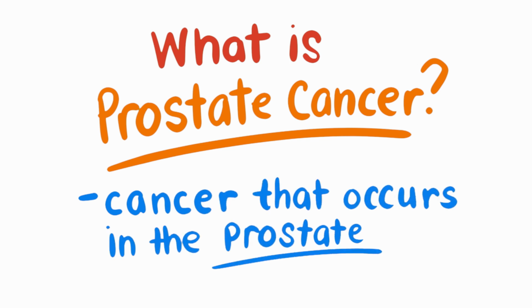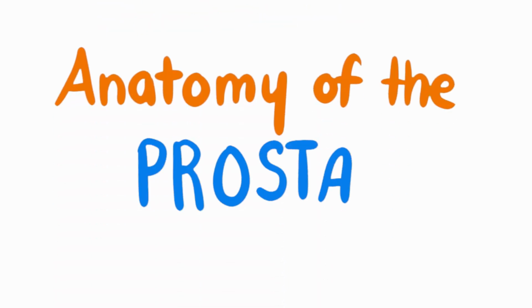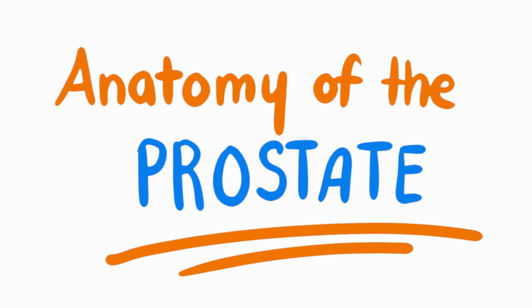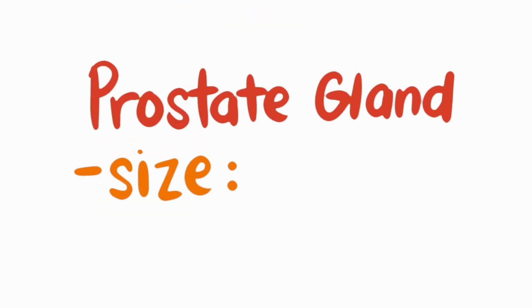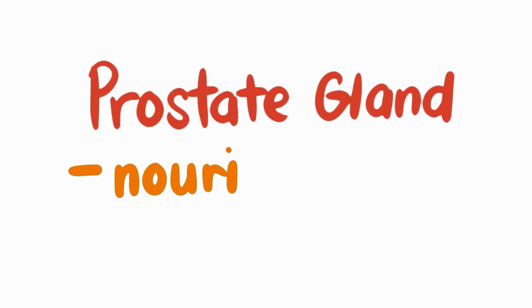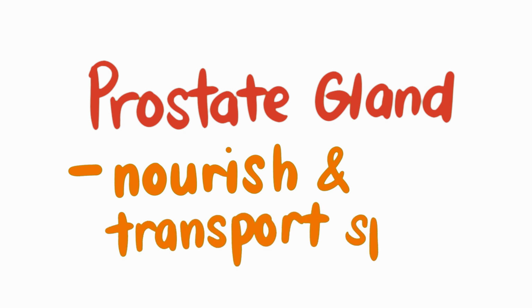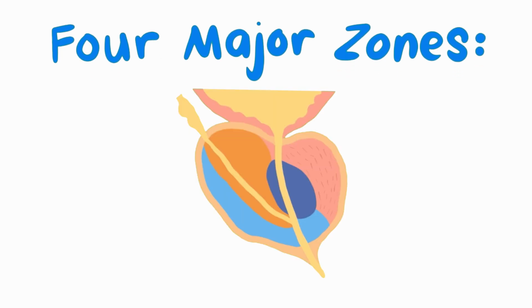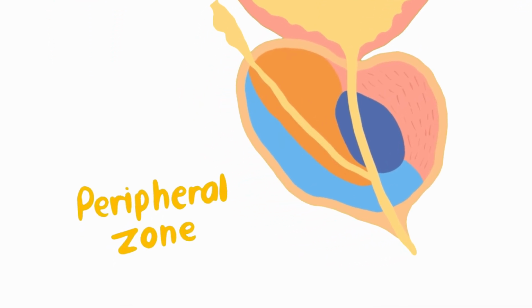Before we dig deep into the details of prostate cancer, we should first be knowledgeable about the anatomy of the prostate. Males have a prostate gland about the size of a walnut. This gland produces a part of the semen that will nourish and transport the sperm. There are 4 major zones within the normal prostate. The first is the peripheral zone, representing the area around the gland. This is the most common site for developing prostate carcinomas.